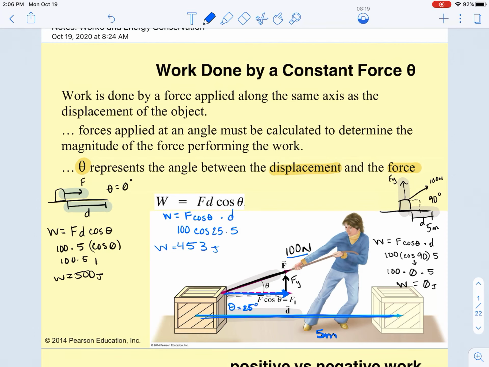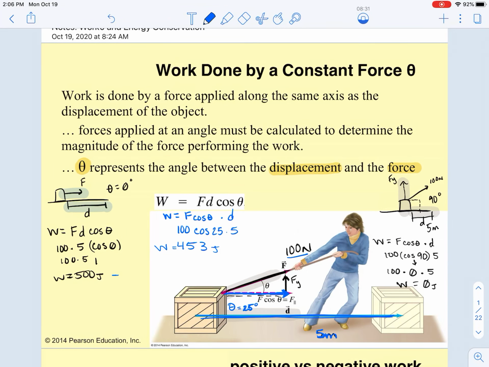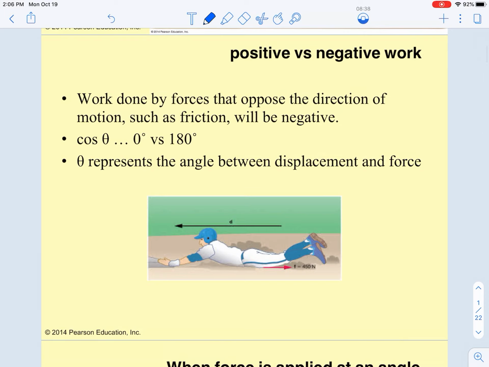453 joules of work. And you see she is doing work, but if we compare it to our first example where all the force was horizontal, she definitely does less work, because it's simply a component that is being applied to create that work. Okay, so positive versus negative work.